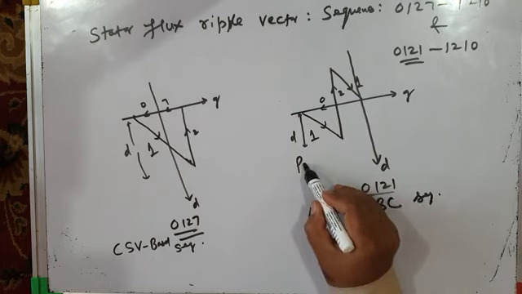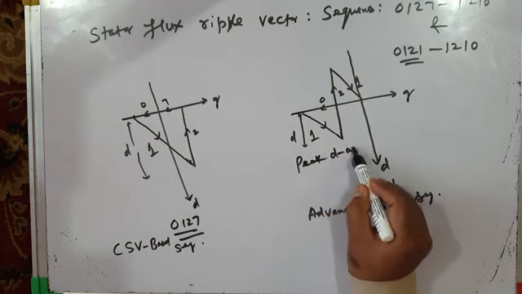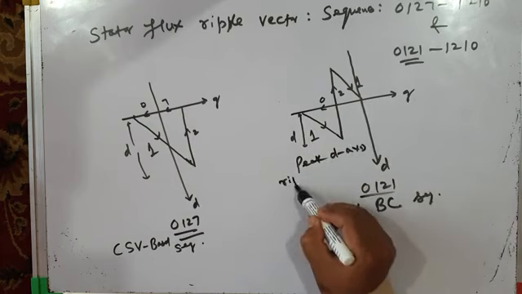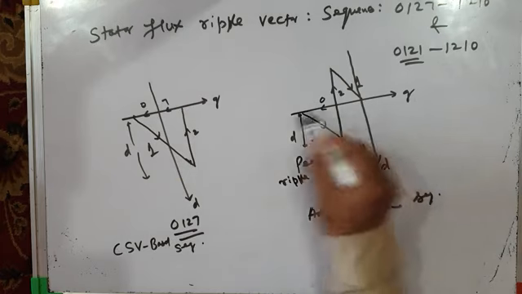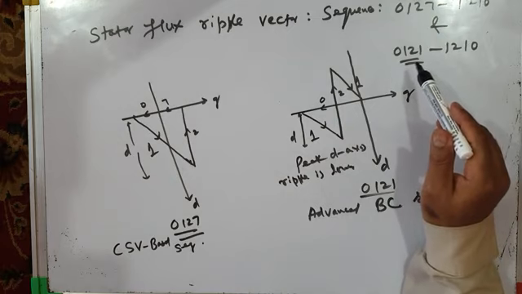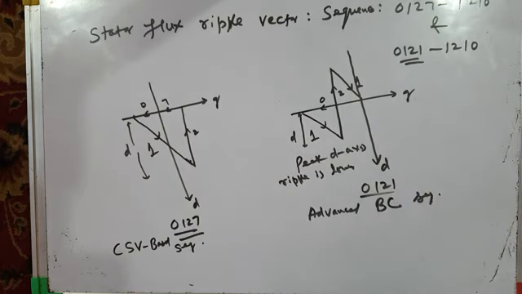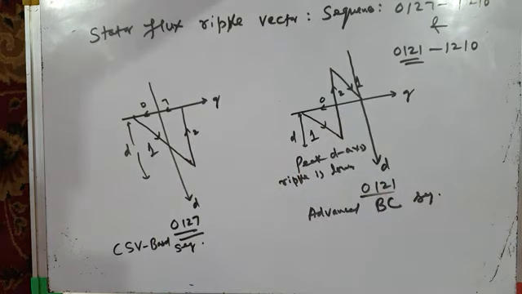So here I should write: peak D axis ripple is lower, but Q axis ripple is higher. But I already told you that when we use this, that was about the clamping sequence 012. That does not apply here. So you can see the D axis ripple is more here, the D axis ripple is less here.